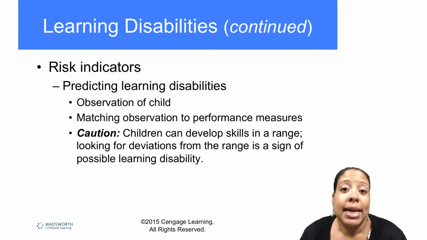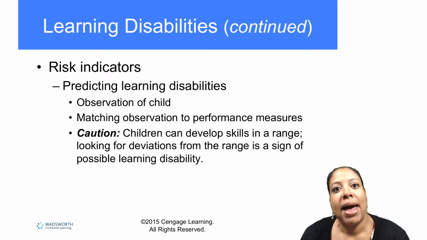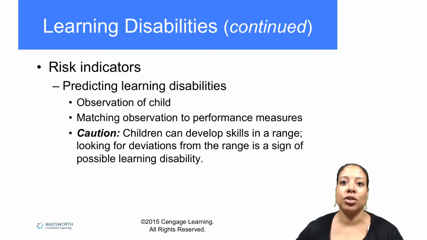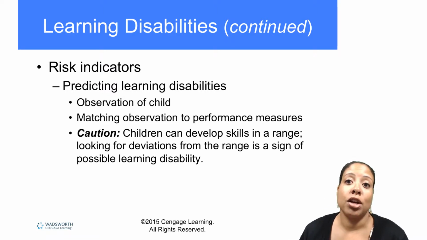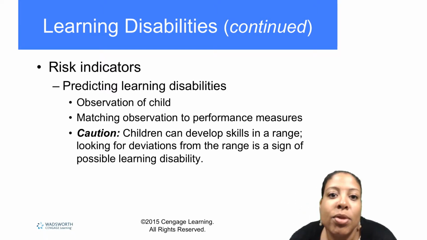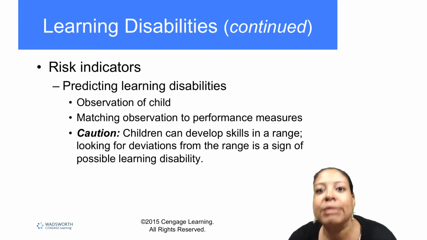What are some risk indicators for learning disabilities? How do we predict learning disabilities? Well, one, we can observe the child, match observation to performance measures, but proceed with caution. So children can develop skills in a range. So we need to look for deviations from the range as a sign of possible learning disability.